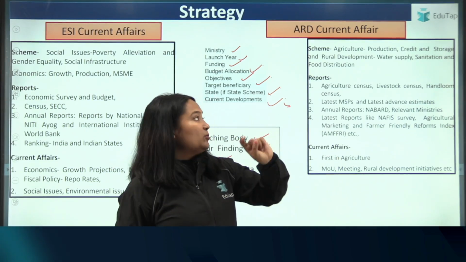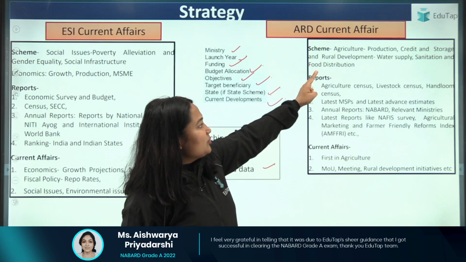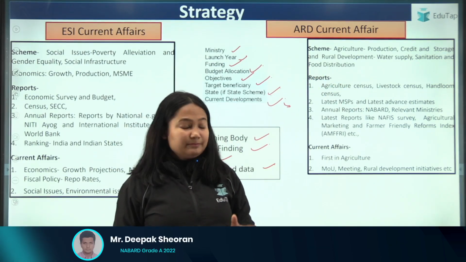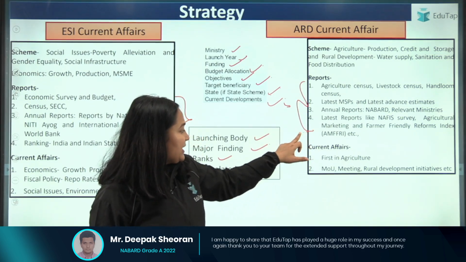Similarly, if I talk about ARD, here you can see in schemes you have to cover agriculture and rural development. What is agriculture? Production, credit, storage, these kinds of things. When we are talking about rural development, water supply, sanitation, food distribution, such data need to be covered. Then if I talk about the reports, here I have mentioned all the important reports and how to cover those reports.